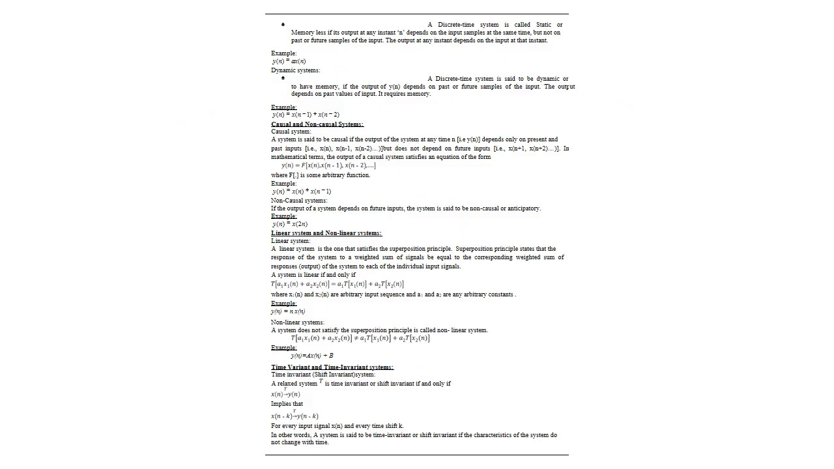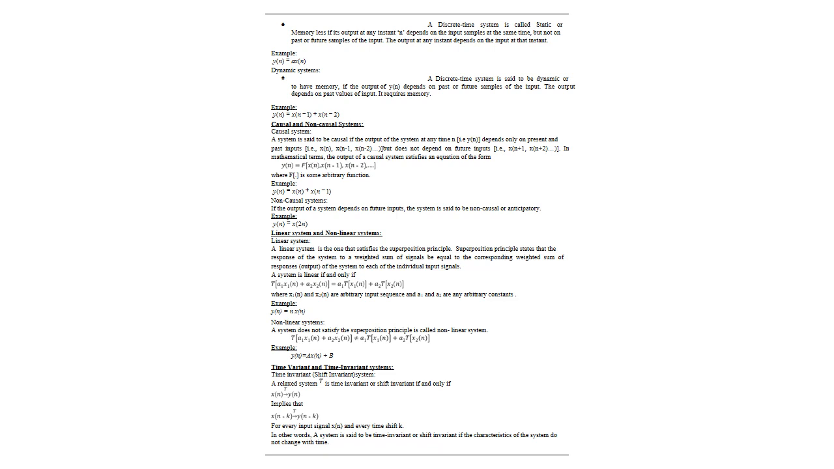So the discrete time system is called static or memoryless if the output at the instant n depends only on the input sample at the same time, and not on past or future samples. For example, y of n is equal to a x of n.